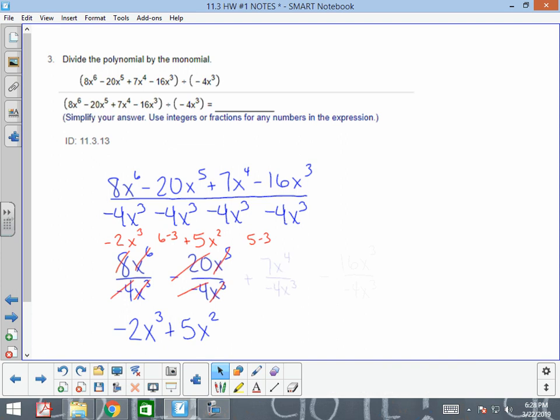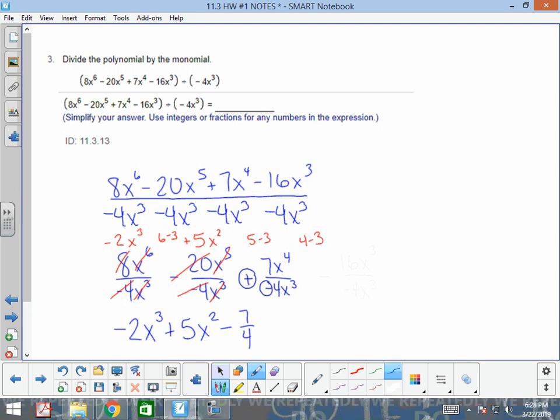All right, next we have positive 7x to the 4th divided by negative 4x to the 3rd. Now, positive 7 and negative 4 do not divide by the same number, besides 1. So this positive divided by this negative makes it minus 7 over 4. And now let's look at the x's. For the x's, the top exponent minus the bottom exponent is positive 1. That means the x to the first stays in the numerator with the 7.